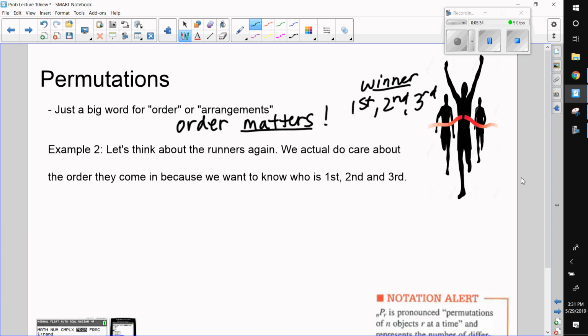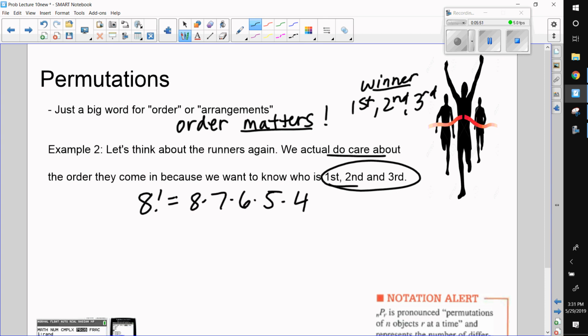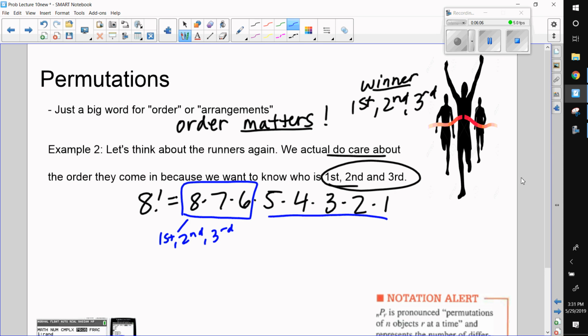So if we're thinking about the runners, we do care about the order that they come in, because we want to know who's first, second, and third. We want to be able to give them those medals. So what happens here is we have this 8 factorial as 8 times 7, 6, 5, 4, 3, 2, and 1, but we really only care about this part of it here. These people who came in first, second, and third, which means we've got to get rid of the rest of this. As we saw before, to do that, we were talking about division.